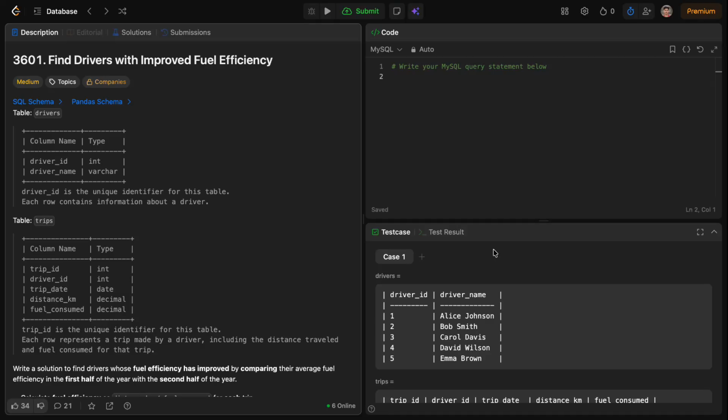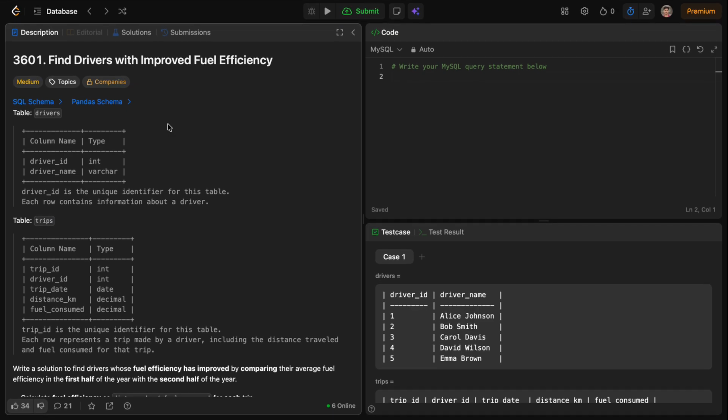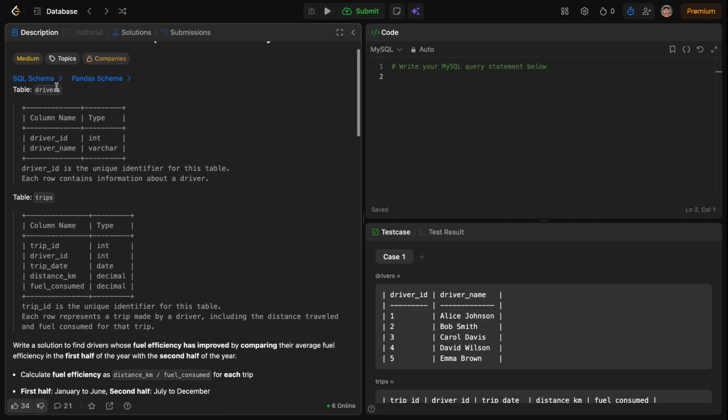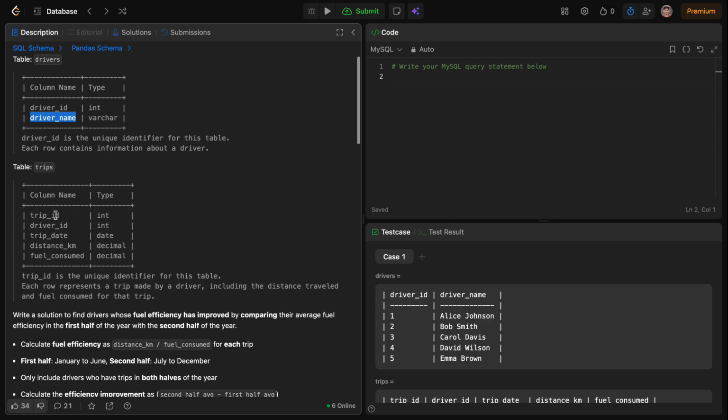Today we are going to solve the medium level question, find drivers with improved fuel efficiency. So we have two tables, the drivers table and the trips table. In the drivers table we have driver ID and the driver name. And in the trips table we have the trip ID, the driver ID, the trip date, the distance in decimal and the fuel consumed.